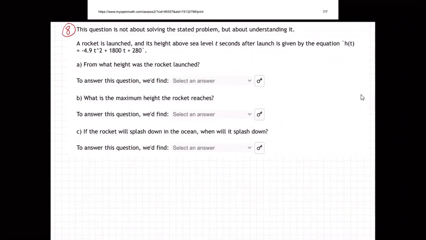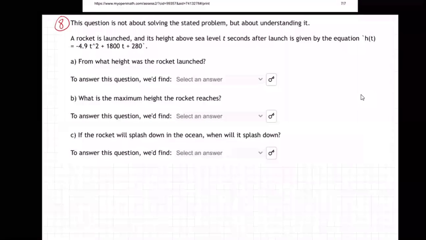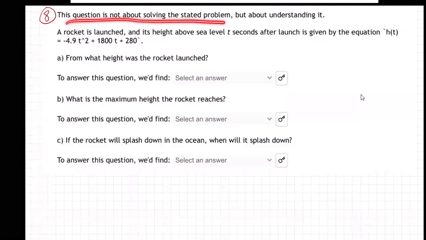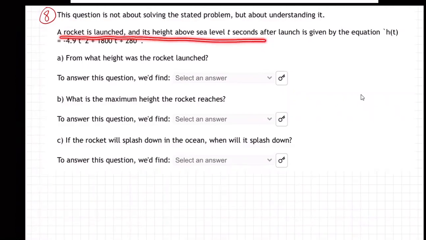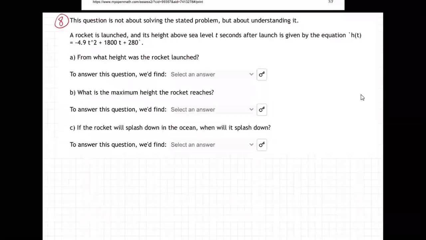Okay, so here we are on this question. This question is not about solving the stated problem, but about understanding it. So this is kind of an understanding question. A rocket is launched and its height above sea level, t seconds after launch, is given by the equation h of t equals that. From what height was the rocket launched? So question A, from what height was the rocket launched?